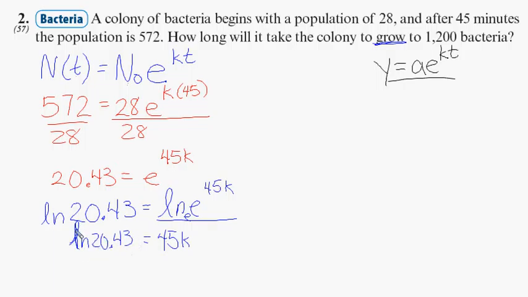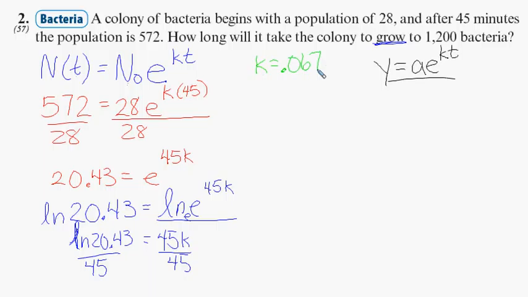Divide both sides by 45, and now we should be able to enter all of that into your calculator. Natural log of 20.43 divided by 45. I came up with my constant as approximately 0.067. Okay, k is equal to 0.067. Still haven't answered the question though. How long will it take the colony to grow to 1,200 bacteria?